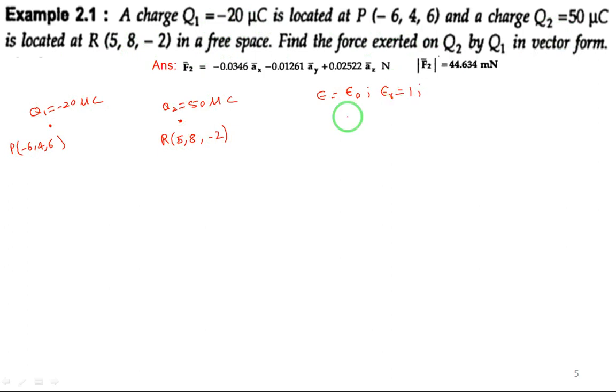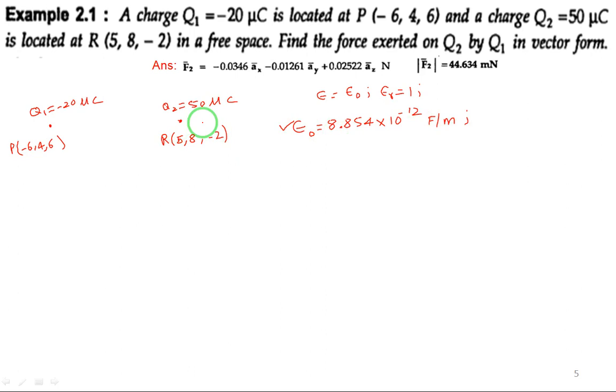One more thing I forgot to tell. Epsilon naught is the permittivity of free space and its value is a constant, 8.854 into 10 power minus 12 farad per meter. This I could have told there only in Coulomb's law. This is the constant value.